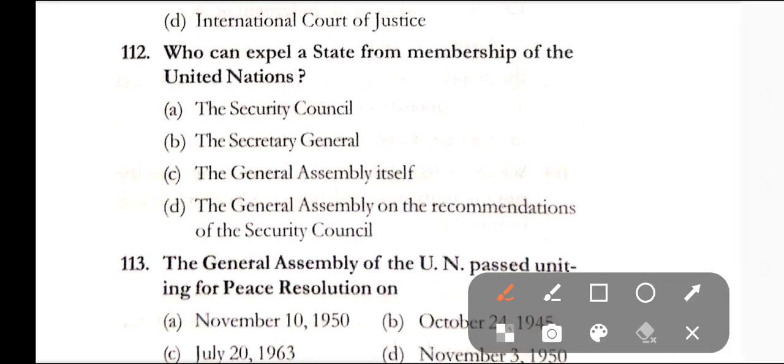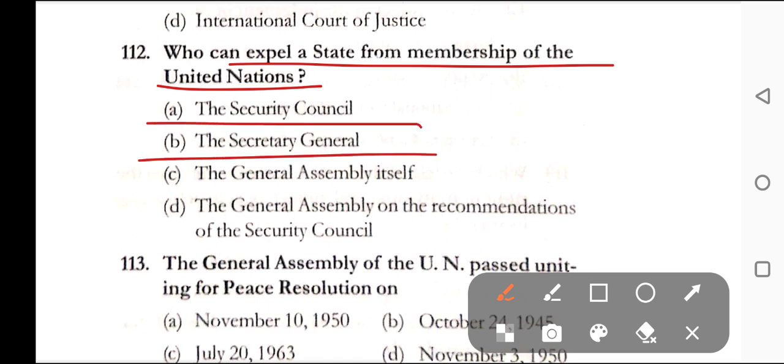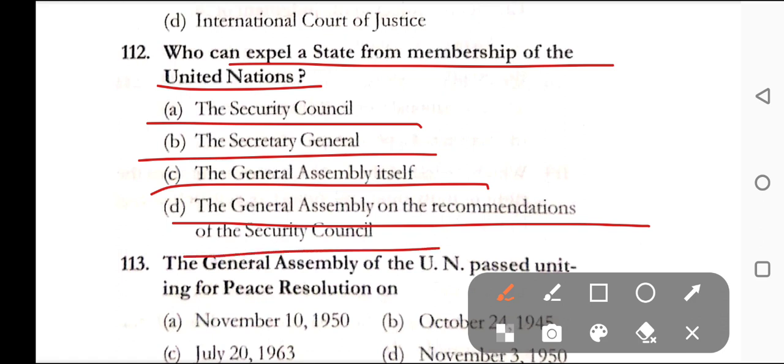Question number 112. Who can expel a state from the membership of the United Nations? Option A, the Security Council, option B, the Secretary General, option C, the General Assembly itself, option D, the General Assembly on the recommendation of the Security Council.